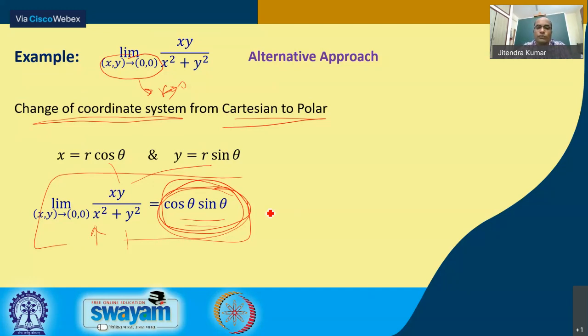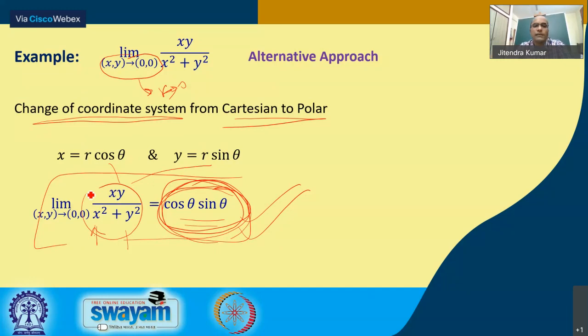So this changing to polar coordinate is very helpful in either case, to get the limit or to prove that the limit does not exist. This was an example where we have shown that the limit does not exist because it depends on theta, and for different values of theta, we are getting different values.